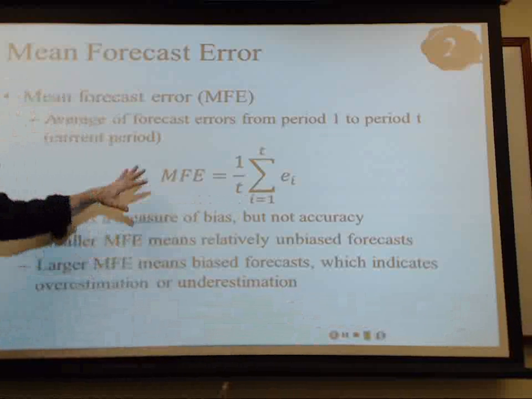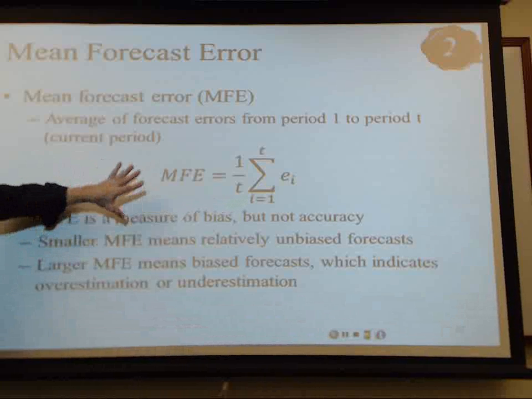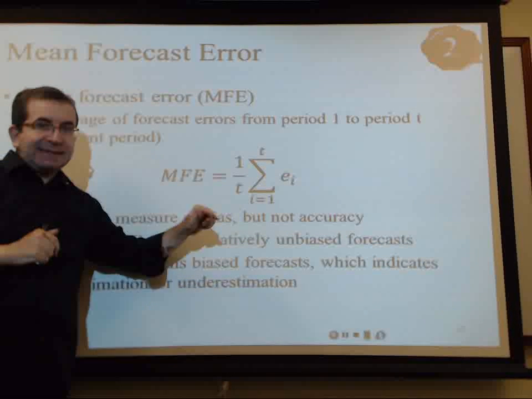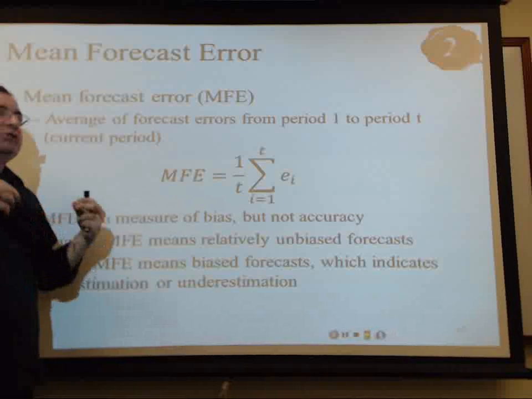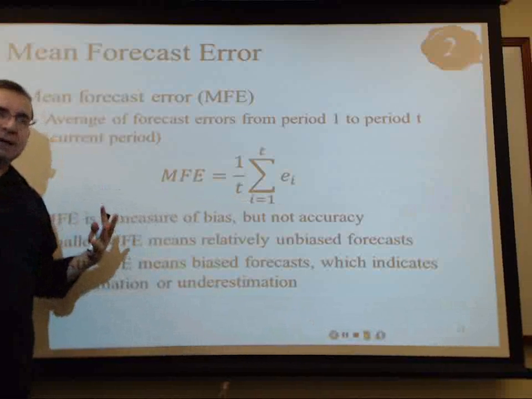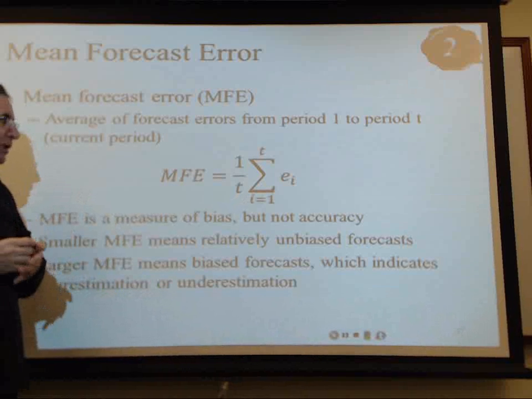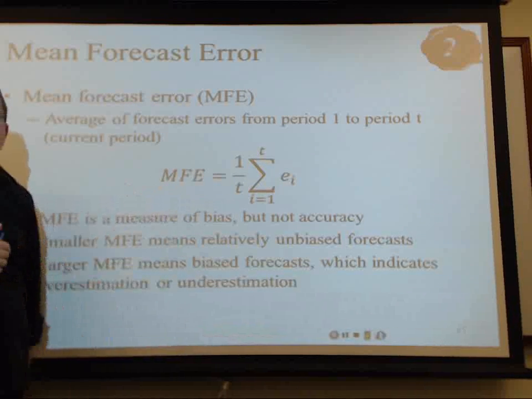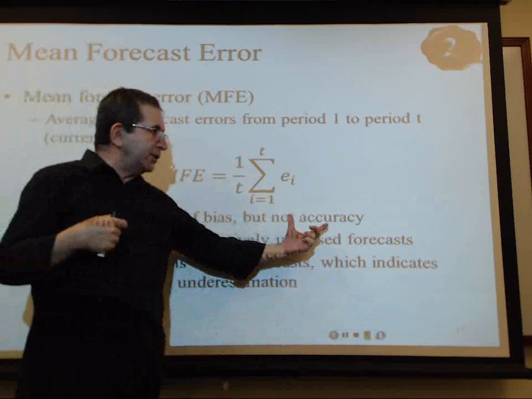Okay. Now this measure points to bias but not accuracy. Why? Because you could have two large forecast errors, one positive, one negative, and then they would cancel each other out, and this would come out very close to 0. Okay. So how do you measure accuracy?